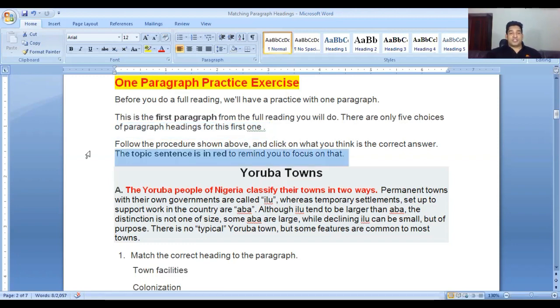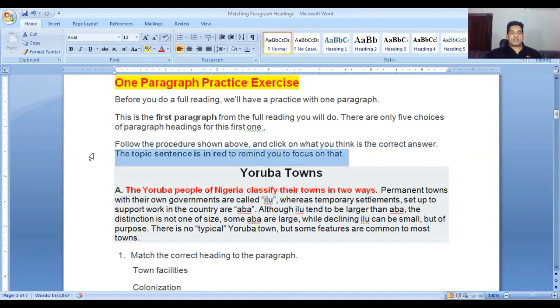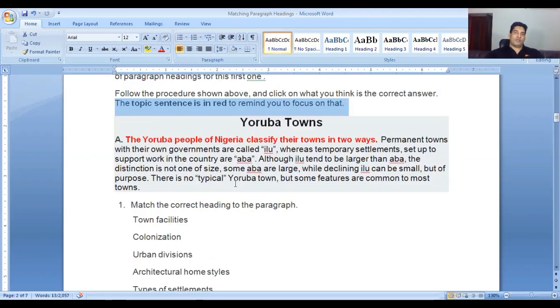Follow the procedure shown above and click on what you think is the correct answer. The topic sentence is in red to remind you to focus on that. So I have written over here, this is actually the first paragraph of the complete text that you will read later on underneath, but before that you have to read it.